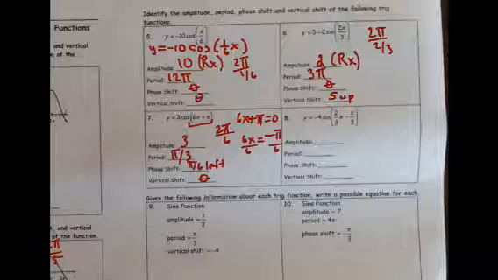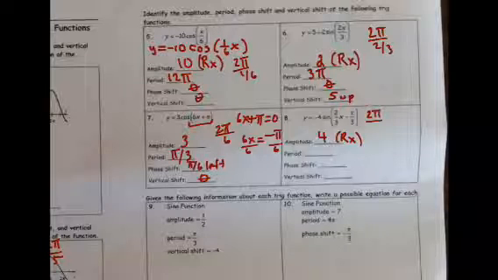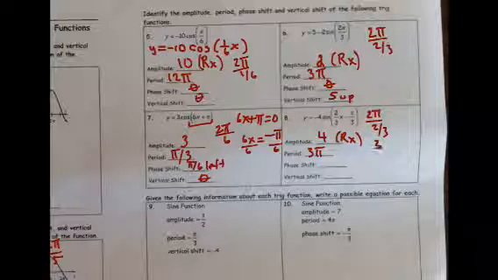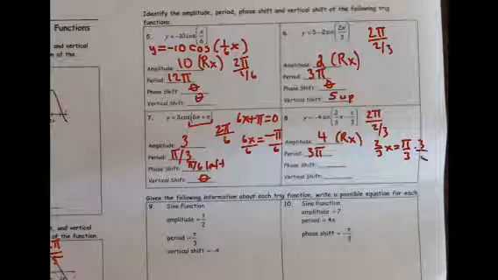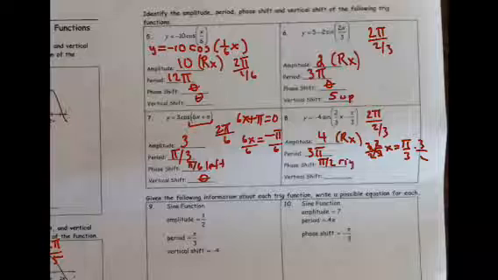Amplitude, the a value is 4 with a reflection. The period is 2 pi over 2/3. Okay, so again this is 3 pi. Phase shift, you set up the argument equal to 0, so then you have 2/3 x equals pi over 3 times 3 halves, so you get pi over 2 to the right. Vertical shift, none.